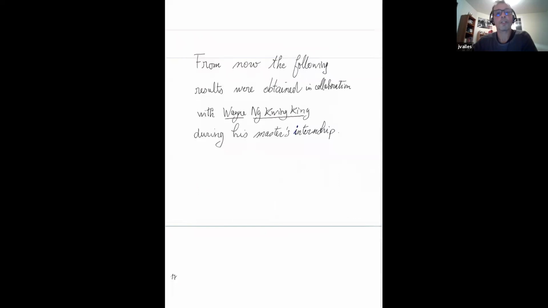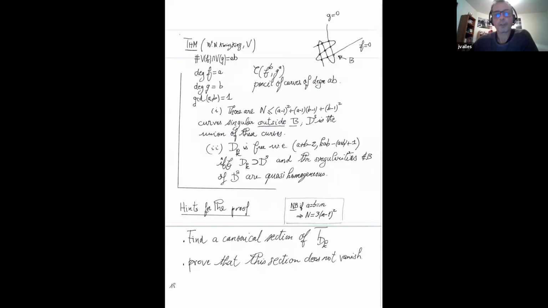So all this part was done with Wayne Linkwinking during his master internship. The natural generalization of the previous theorem is the following one.